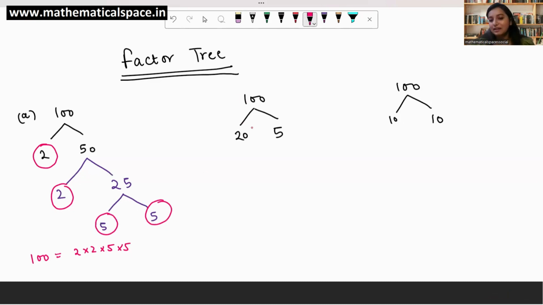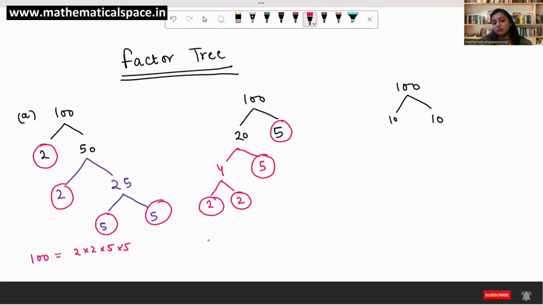Now let's try by writing 20 times 5. So 5 is already a prime number. We'll circle it. Next, how can I write 20? Can I write it as 4 times 5? Yes. Now 4 is not a prime number. That means it will form more branches. But 5 is a prime number, so we'll circle it. So how can I write 4? 4 can be written as 2 times 2. So we get the prime factors and I will circle them. That means 100 is equal to 2 times 2 times 5 times 5.